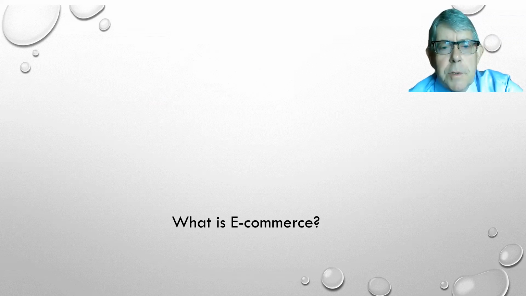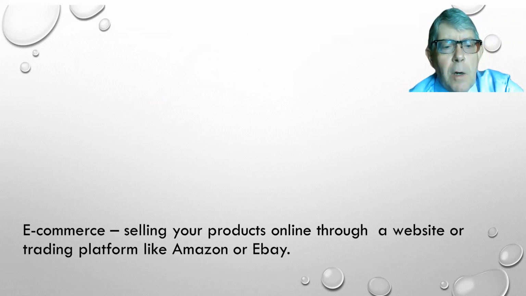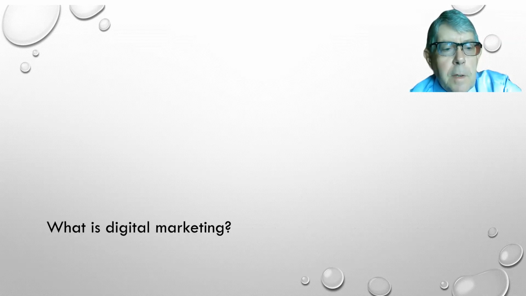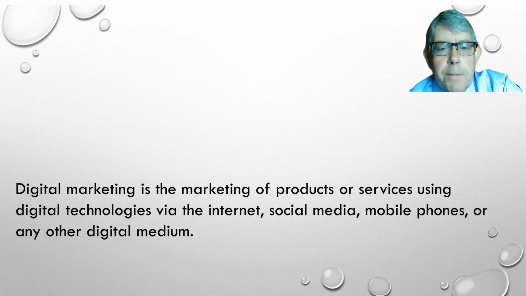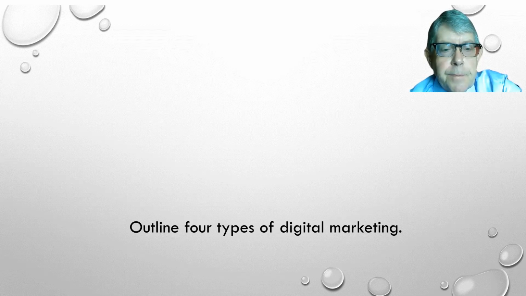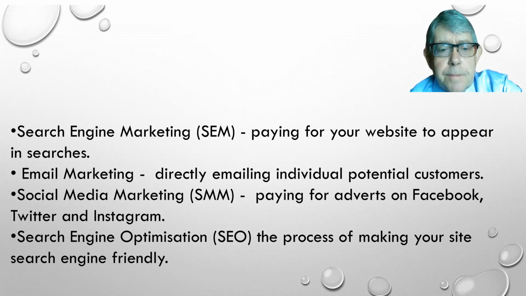What is e-commerce? So e-commerce is simply selling your products online through a website or trading platform like Amazon or eBay. What is digital marketing? Digital marketing is the marketing of products or services using digital technologies via the internet, social media, mobile phones, or any other digital medium. So outline 4 types of digital marketing.